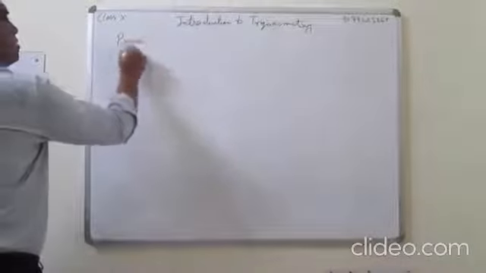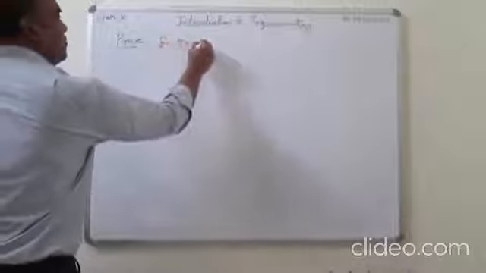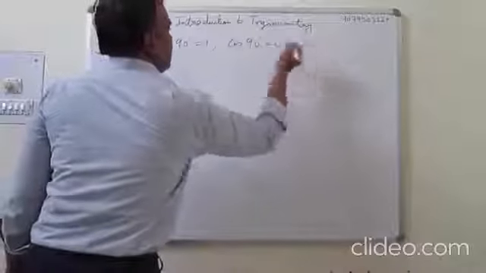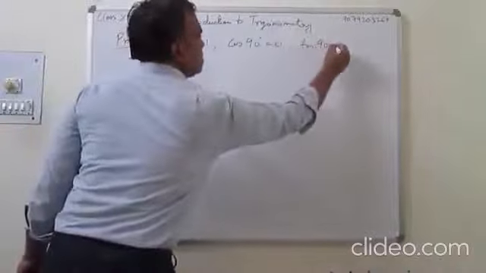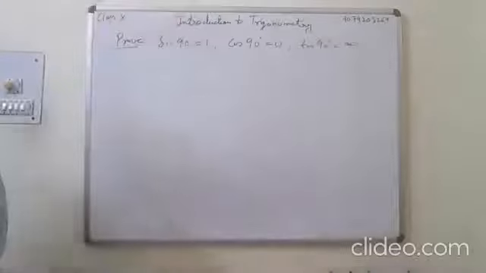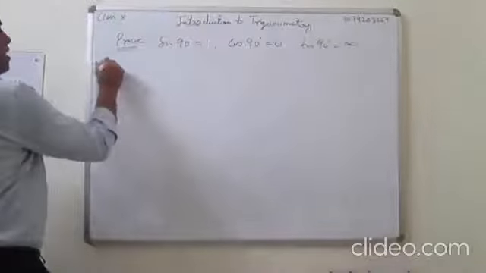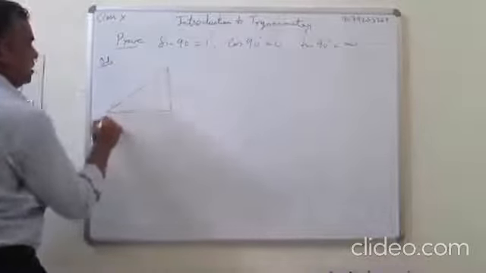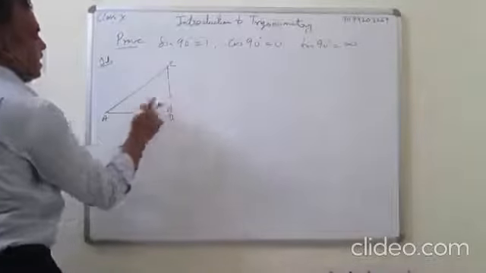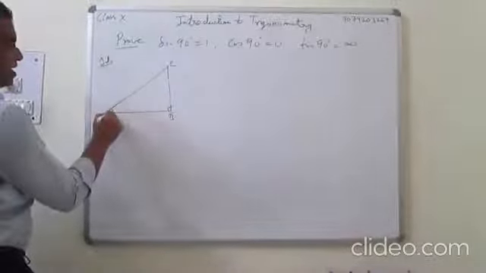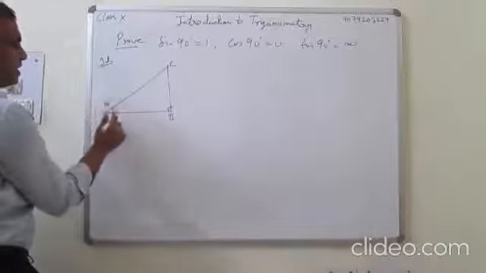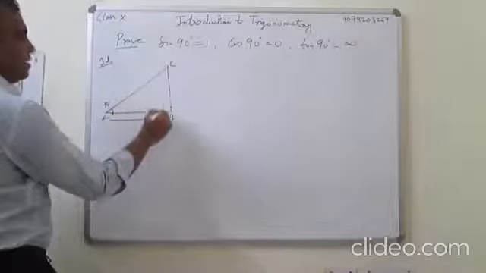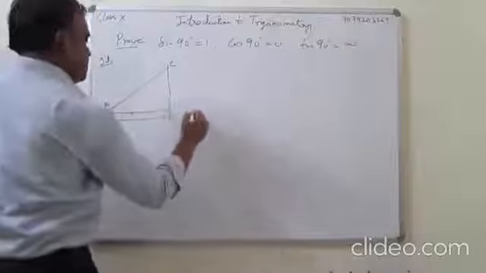Prove sin 90 is 1, cos 90 is 0, and tan 90 is not defined, infinity. Solution: let us take a right angle triangle ABC, right angle at B. I want this angle to be 90 degrees. When does it become 90 degrees? When it reaches B. First it will come here, then here, then the position is like that.